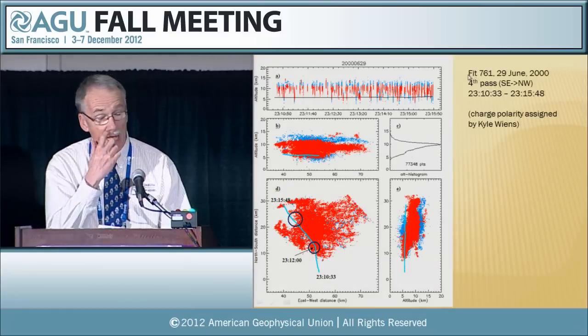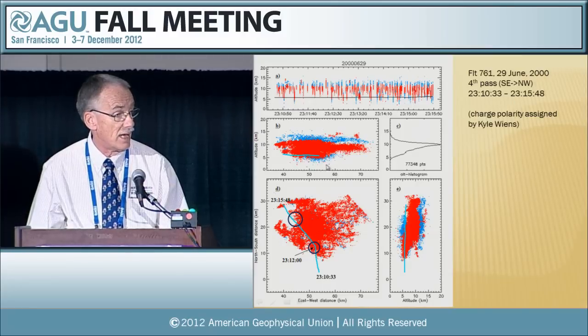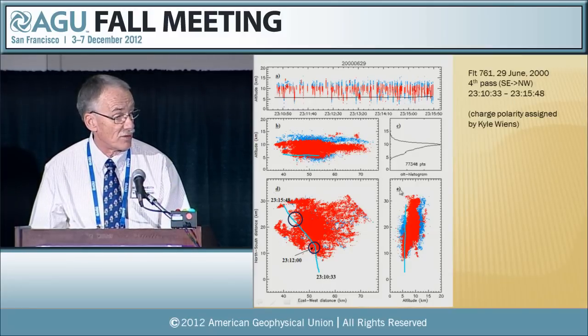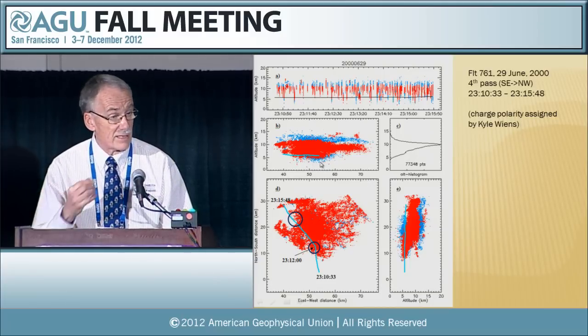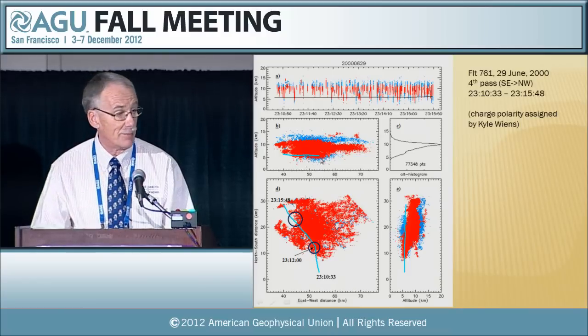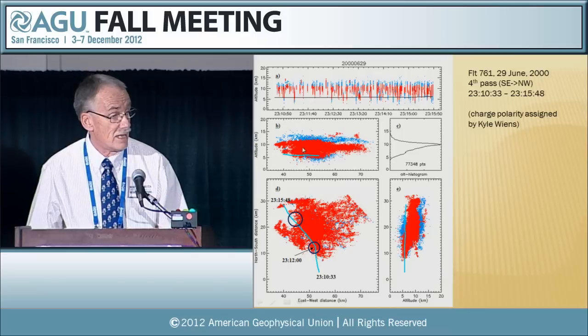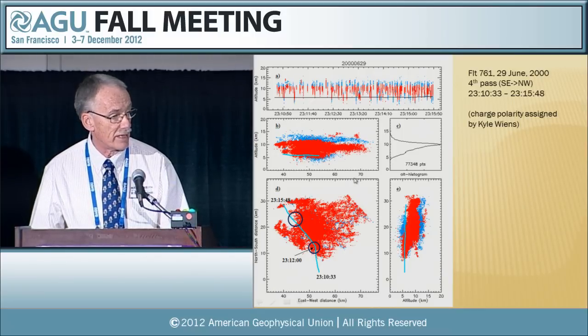And so here is a map of the traditional LMA presentation, the XY plot, the east-west cross-section, the north-south vertical cross-section. And Kyle Wiens has identified all of the strokes, events in the LMA data here and classified them as either positive or negative. So we have a central positive charge region with a lower negative and upper negative region.